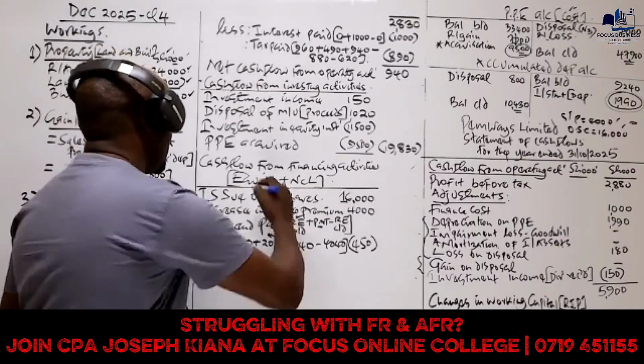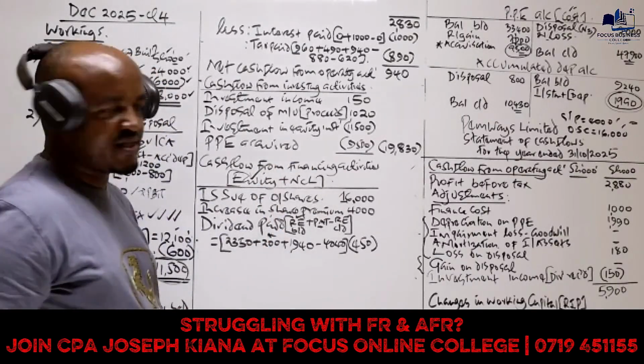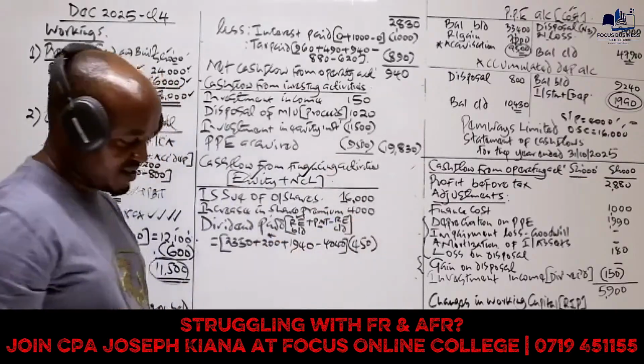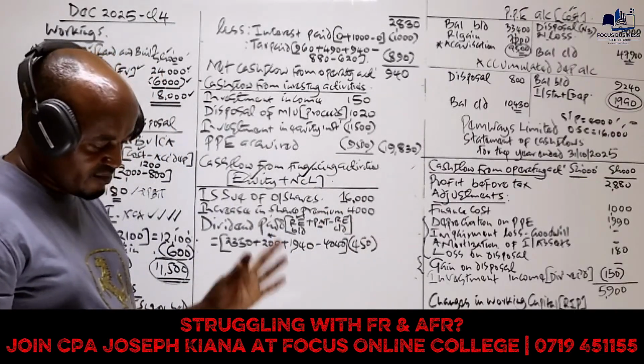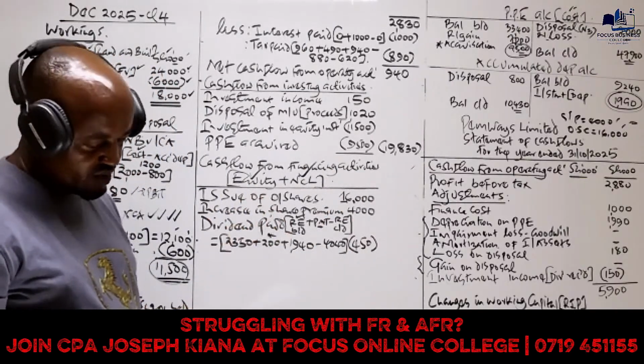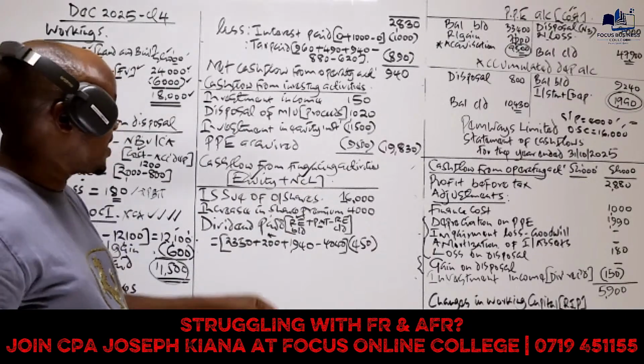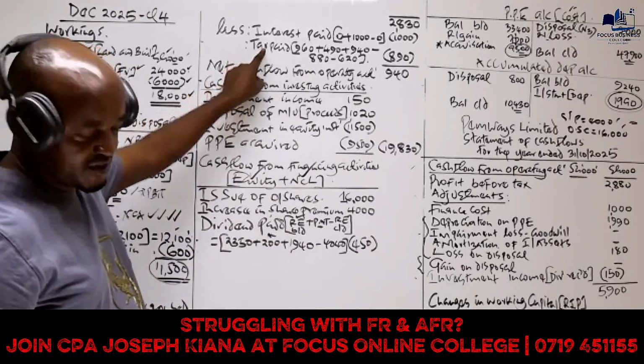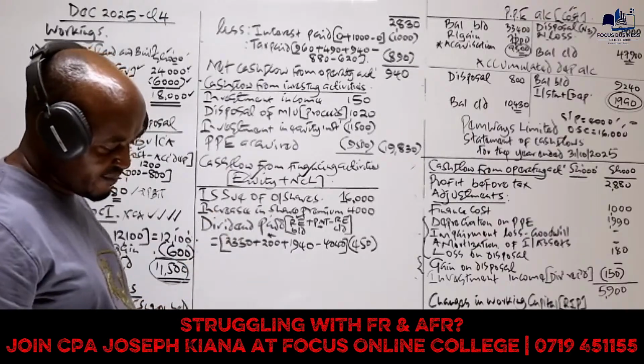So we are done with all items of equity. Now we get to non-current liabilities. How many items do we have there? Two. We are only considering one, because deferred tax is used in the computation of this. So we are only considering the 12.5% loan notes.